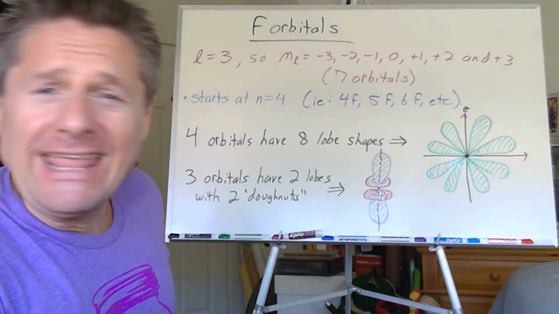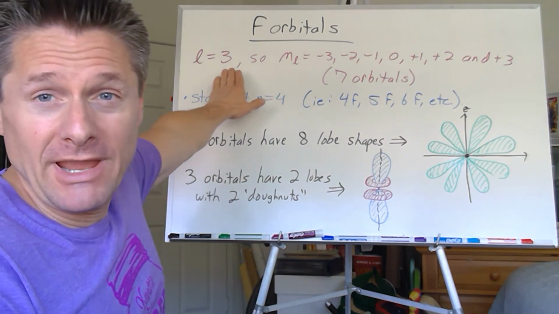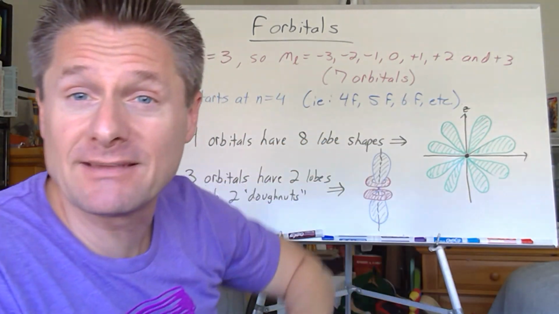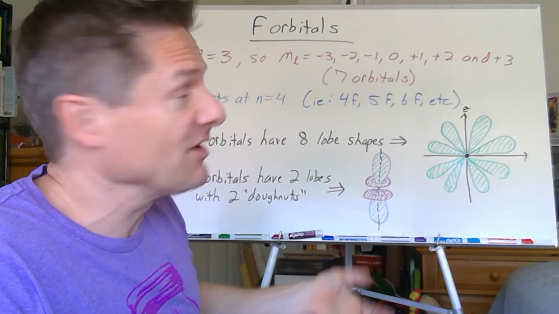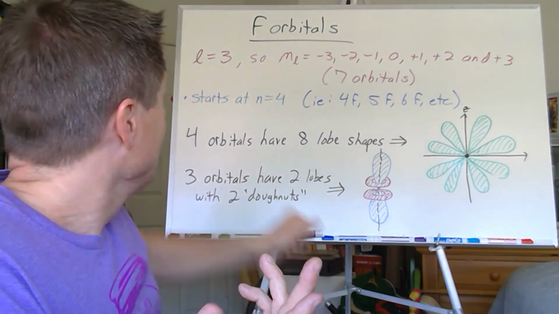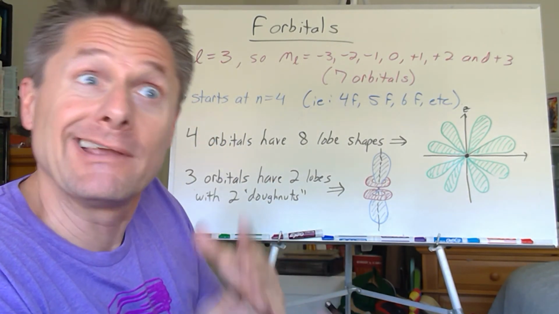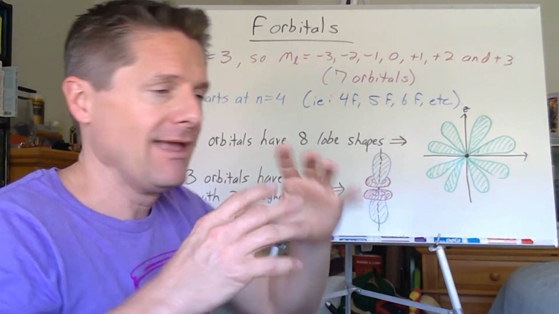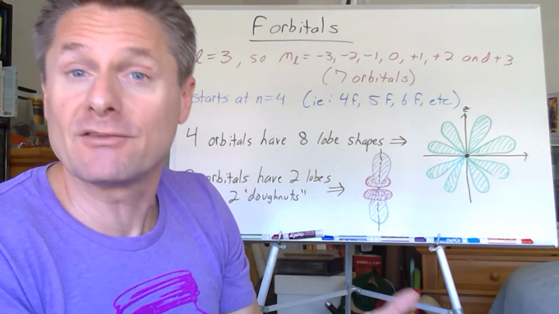F for freaky or funky, really fundamental, but anyway, L is 3, so we have 7 values of m sub L, -3 all the way to +3. And really, you can't associate one of those to any one of the orbitals, but we get 7 total orbitals, right? But they don't start till n equals 4. To get an L equals 3, you have to have at least n equals 4. So you can have the 4f, the 5f, the 6f, and they all look exactly the same, just going 4f to 5f it gets bigger and creates a radial node.